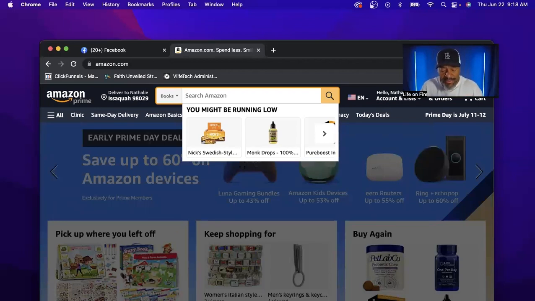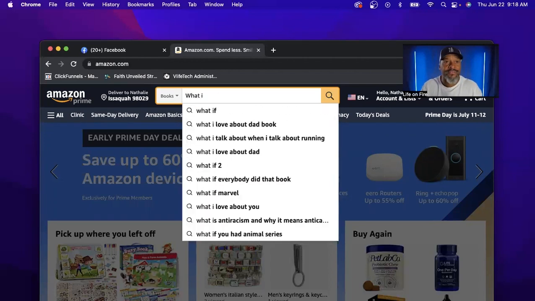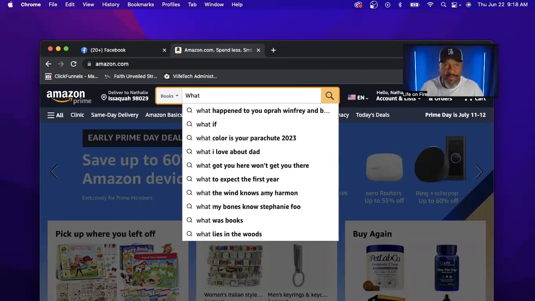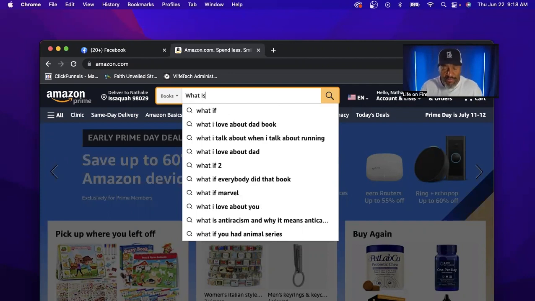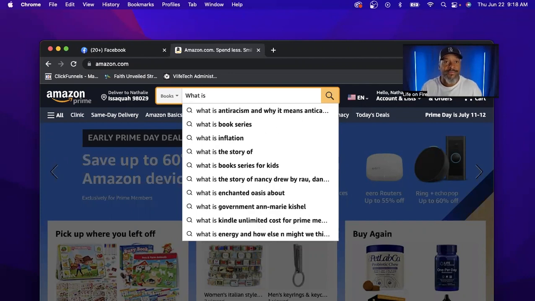The moment I put in how to or what is, what I love about Dad book, that's a good one. But that's probably because of Father's Day. It was highly searched because of that. What is, right? So what is anti-racism? What is book series? What is inflation? You just keep typing things that are associated with your product, your book, your solution, the problems that you think your customer may have. And you do that on Amazon, do it in Google, do it in YouTube.